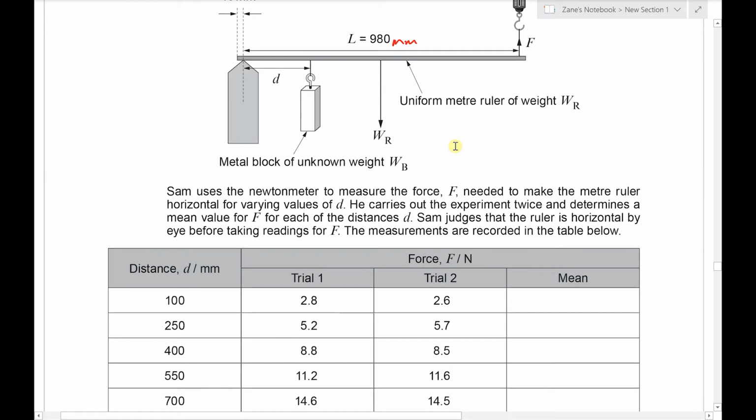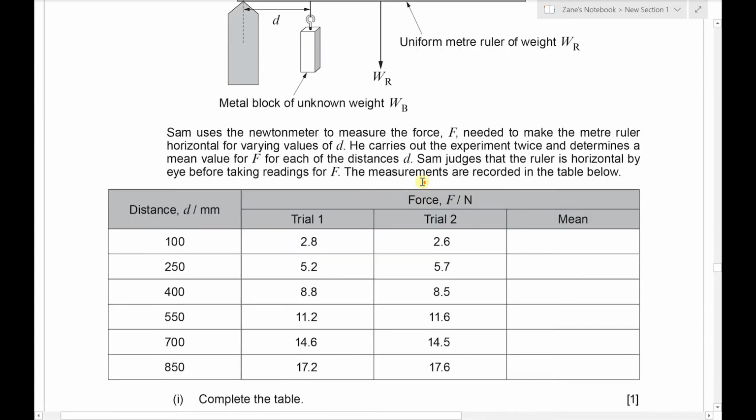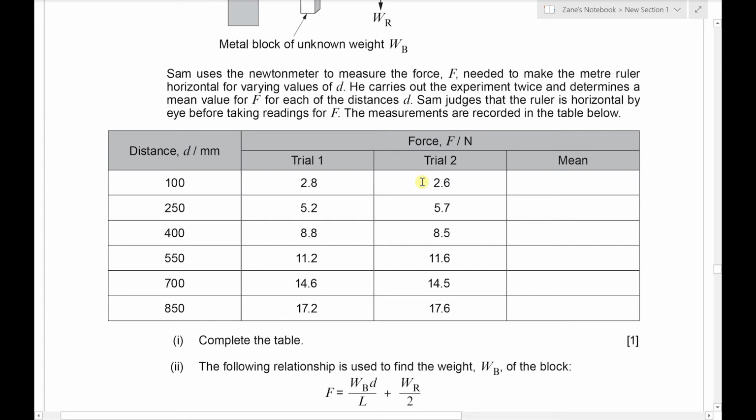Okay, so Sam uses the Newton meter to measure the force F needed to make the ruler horizontal for varying values of D, and he carries out the experiment twice and determines a mean value of F for each of the distances D. Sam judges that the ruler is horizontal by eye before taking readings for F, and his results are recorded in the table. And we've got to complete the table for the mean. So mean, obviously, add the two values and divide by 2.